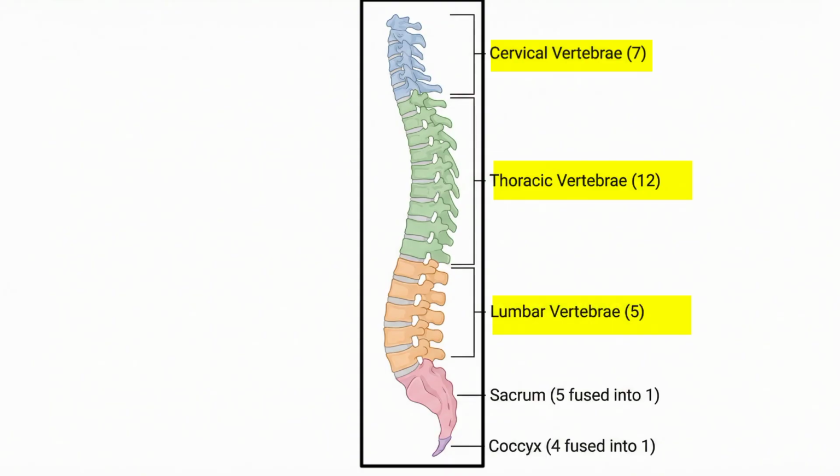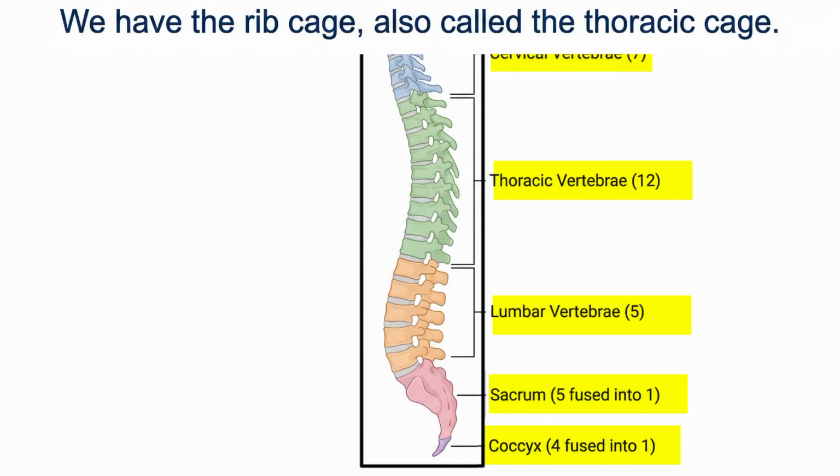Lumbar vertebrae. There are 5 lumbar vertebrae in the lower back, and they support most of the body weight. Sacrum. It is made of 5 vertebrae that are fused together to form one bone. Coccyx, or tailbone. It is made of 4 vertebrae that are fused together to form one bone. In children, the vertebral column has a total of 33 vertebrae. In adults, after fusion, it becomes 26 bones.